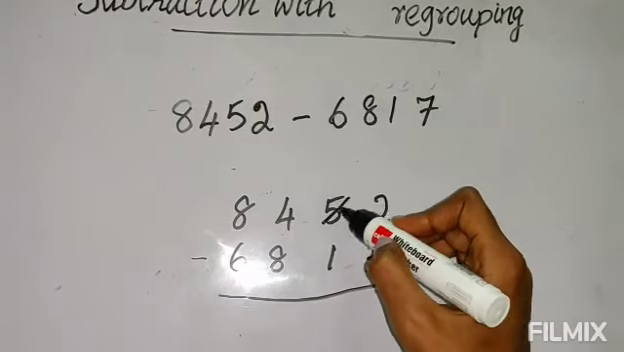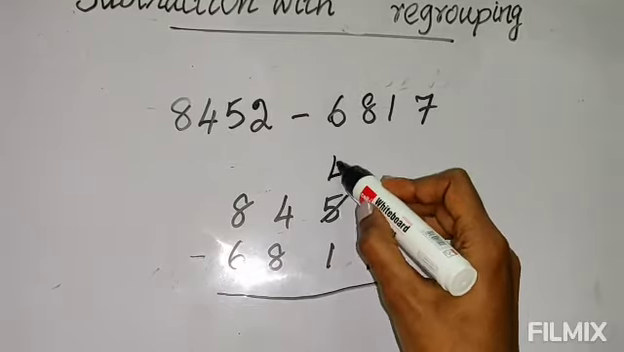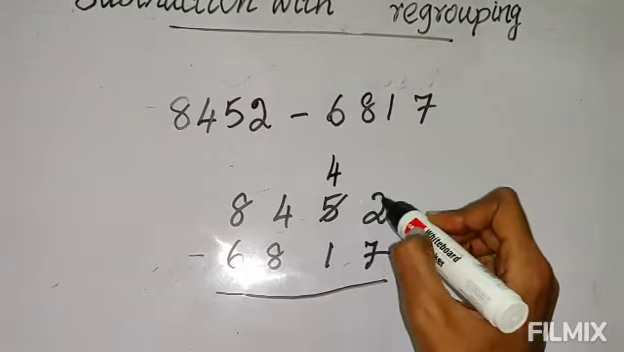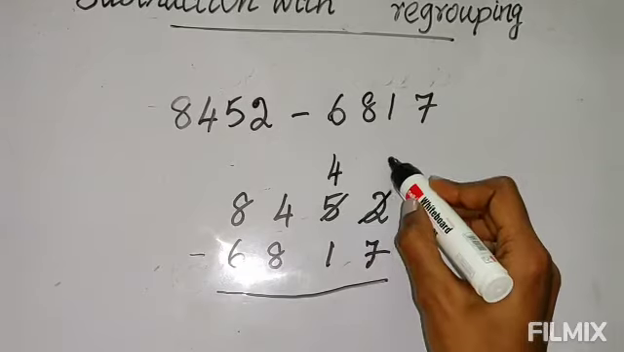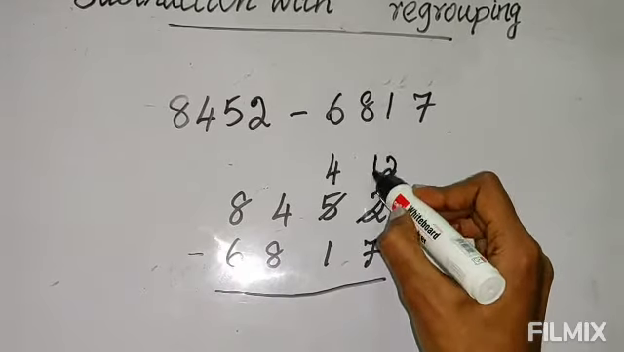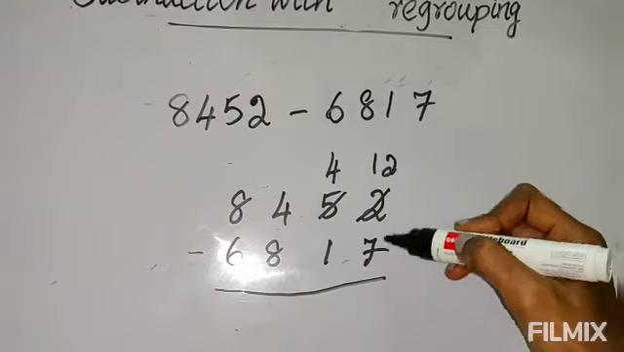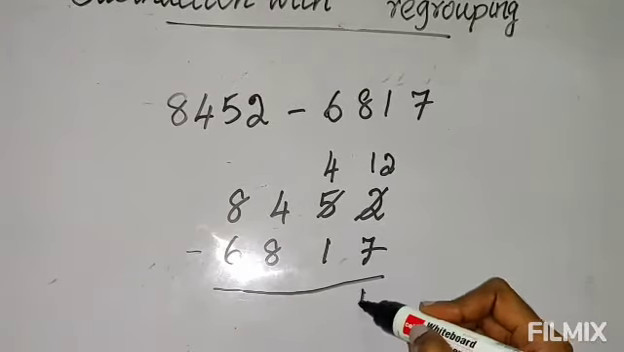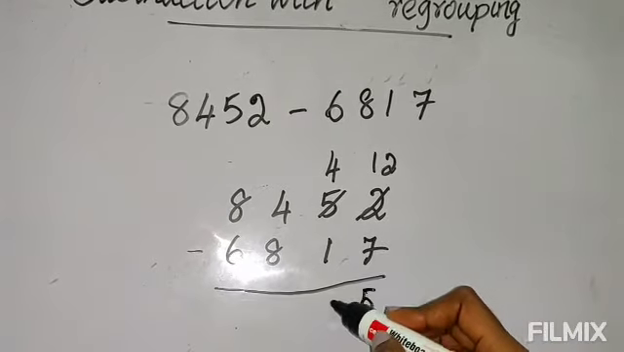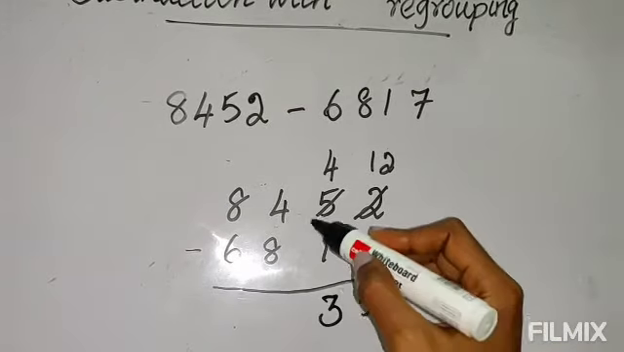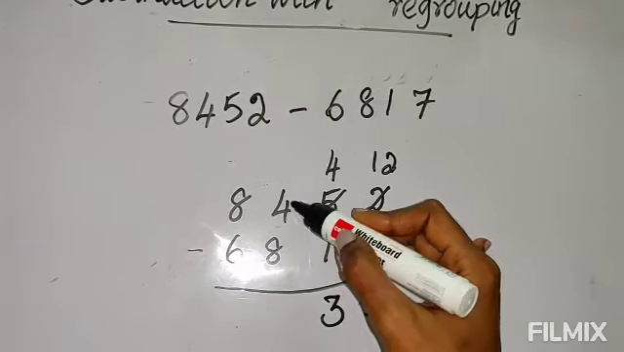So on the left side only you will borrow. If you borrow here, 5 is here. So if you give 1, 4 will be here now. That 1 we have borrowed, we just write in front of this number. So now it becomes 12. 12 minus 7 you will get 5. 4 minus 1, 3.